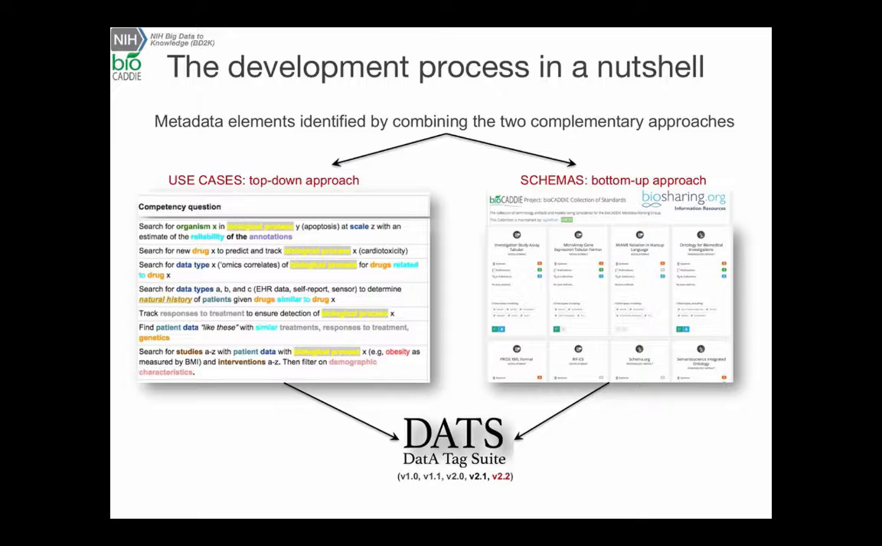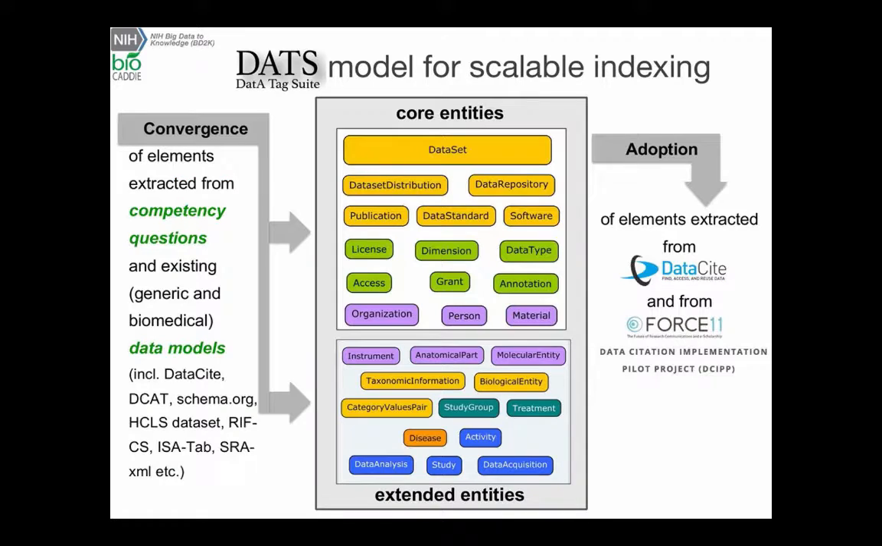The other side of the approach is that as we were meant to be interfacing with a number of repositories, we had to understand the kind of data model they themselves were using. And basically, we used the BioSharing catalog of models and standards that is available in our team to get an insight into the kind of metadata that was actually used by repositories such as GEO or ArrayExpress or MetaboLights, for instance. And that mapping work led to the development of the DATS model.